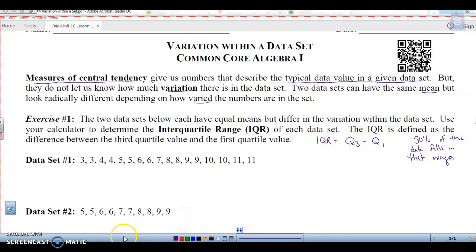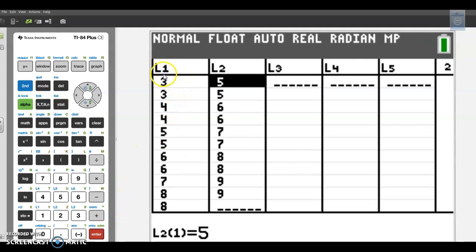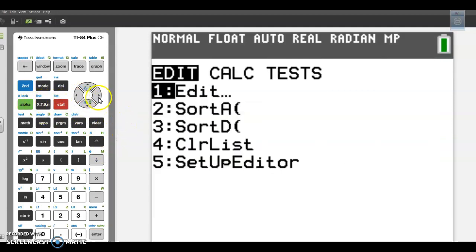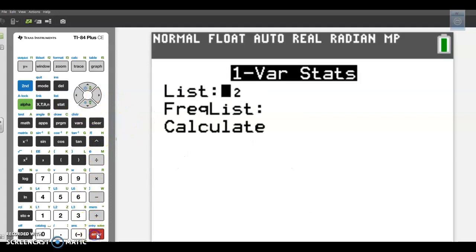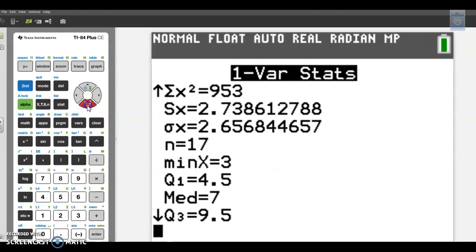So I've already entered mine in the calculator. All right, so if I go to Stat and Edit, I put data set 1 in L1 and I put data set 2 in L2. So what I need to do is figure out Q1 and Q3 for each of those. So if I do Stat, Calc, various statistics, and I want to do L1. All right, so this is L1. Go down to Calculate.